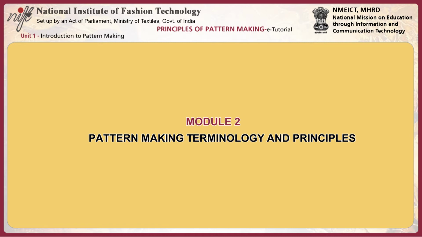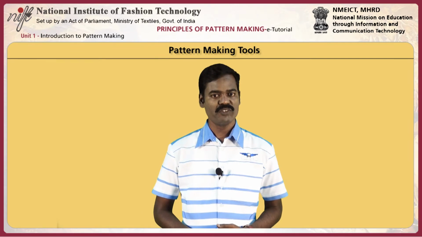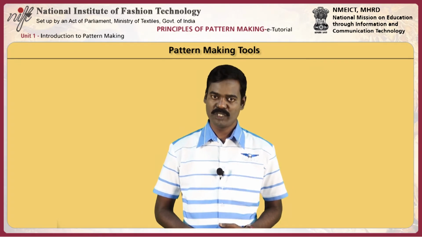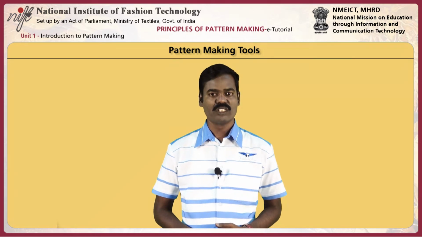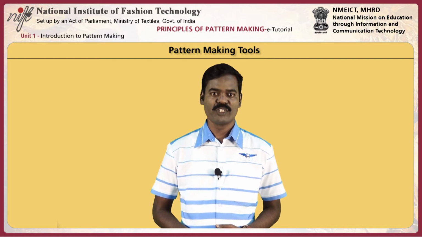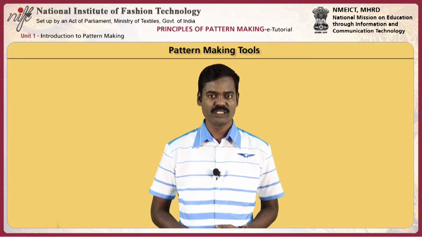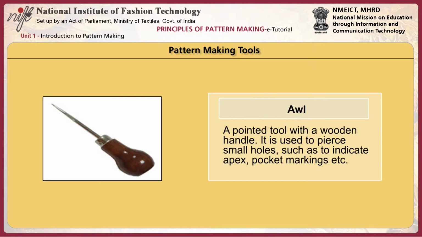Finally, let us look at the pattern making terminology and principles. Pattern making requires a number of tools that help during the pattern making process. These include an awl, compass, French curve, hip curve, ruler, scale, muslin, notcher, pattern making paper, mechanical pencils, pins, push pins, scissors, shears, measuring tape and tracing wheel. The awl is a pointed tool with a wooden handle used to pierce small holes such as to indicate apex, pocket marking, etc.